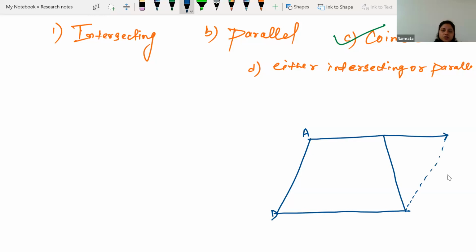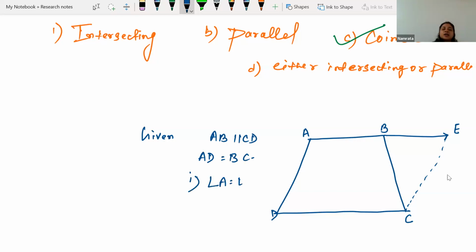In the question, it was given that ABCD. Here we have done one construction by ourselves, that is CE is parallel to AD. That is what we have done in the construction. It was given in the question that AB is parallel to CD, and it was also given that AD is equal to BC. Okay, we have proved the first part.